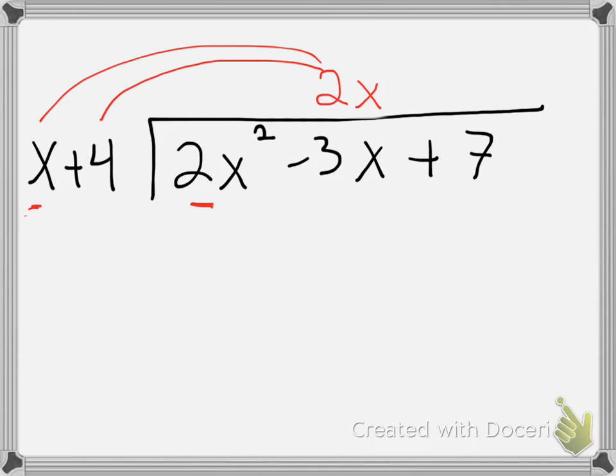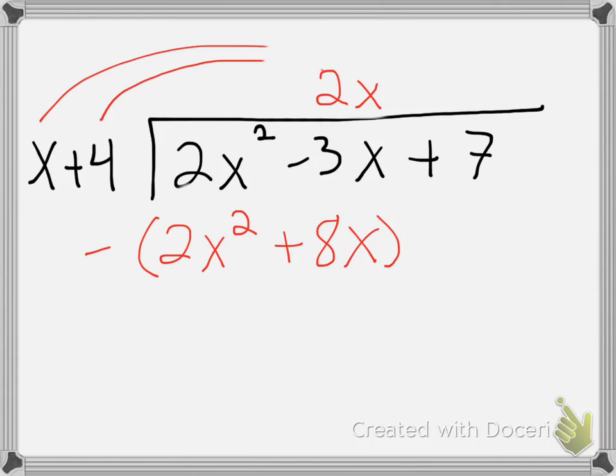So 2x times x gives me 2x squared. 2x times 4 gives me 8x. You don't really care so much about the second term. You care that the first term does cancel when you subtract. That's what you're actually caring about when you're doing this. All right, so let's see what happens here.